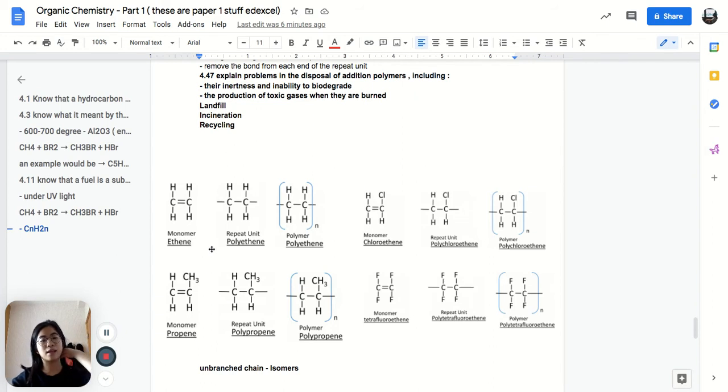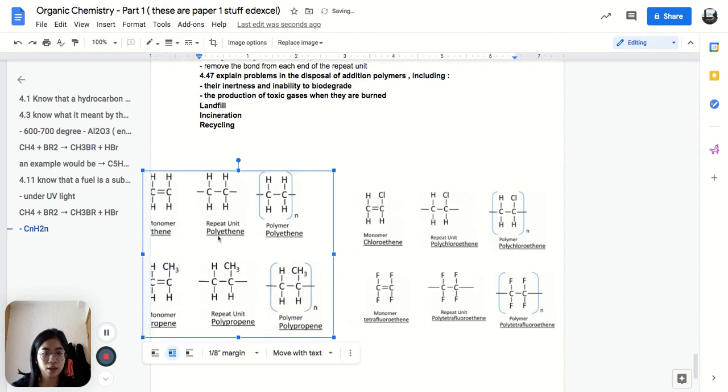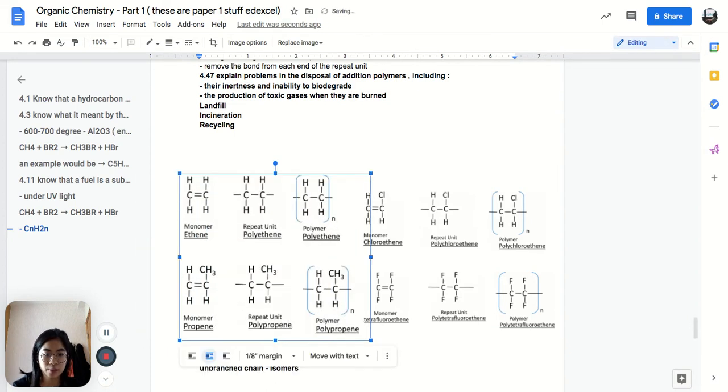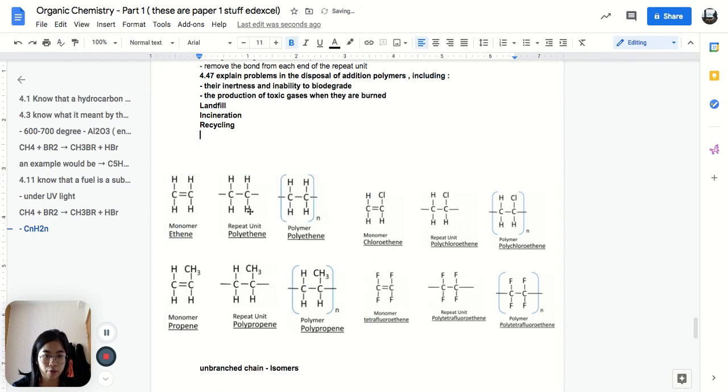And this is the part. For the repeat unit, you break the double bond into a single bond, and then you draw the two branches next to it. It's not that hard, I assume. You literally just break the double bond and then put it side by side like that. So you can see the difference between the monomer and the repeat unit. You just break the double bond. For the polymer, it's even easier. You just draw a bracket and add an n, which means it keeps repeating, and that's why you draw an n.